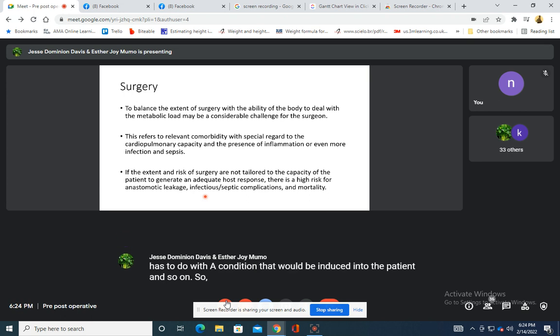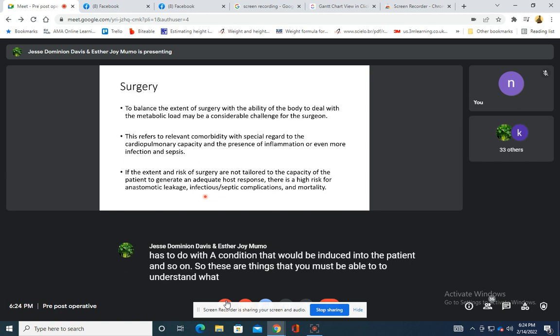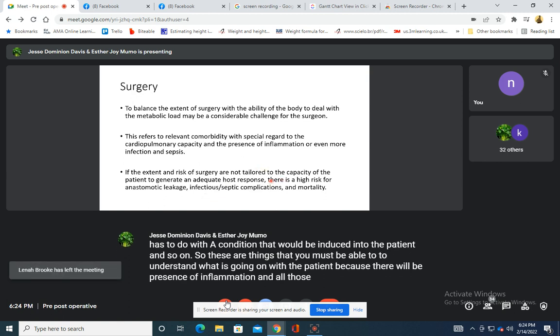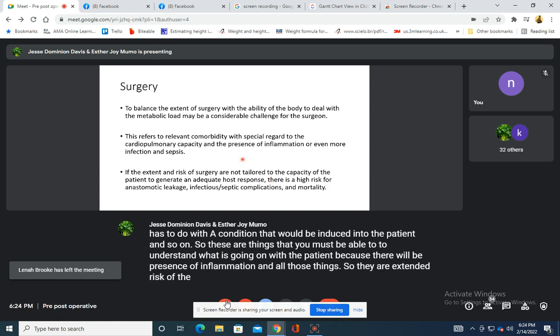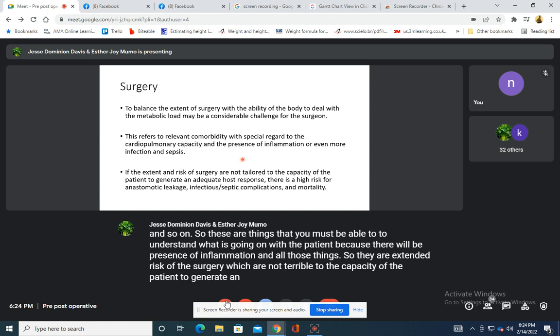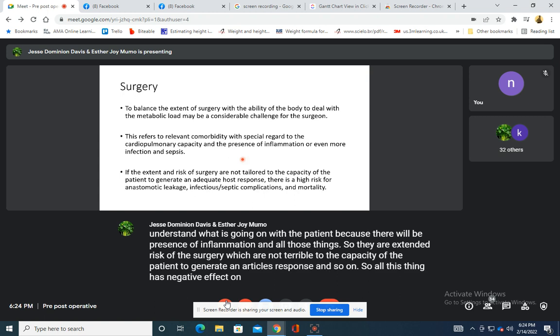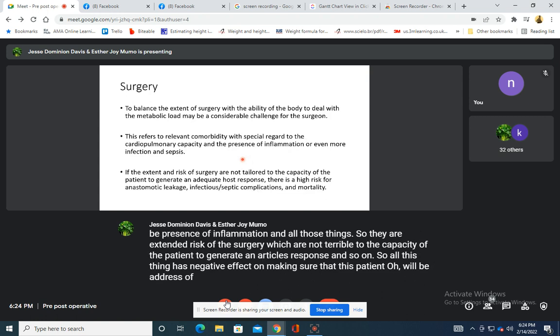So these are things that you must be able to understand about what is going on with the patient, because there will be presence of inflammation and all those things. So there are external risks of the surgery which are not tailored to the capacity of the patient to generate an adequate host response and so on. All these things have a negative effect, making sure that this patient will be at risk of high muscle wasting and so on.